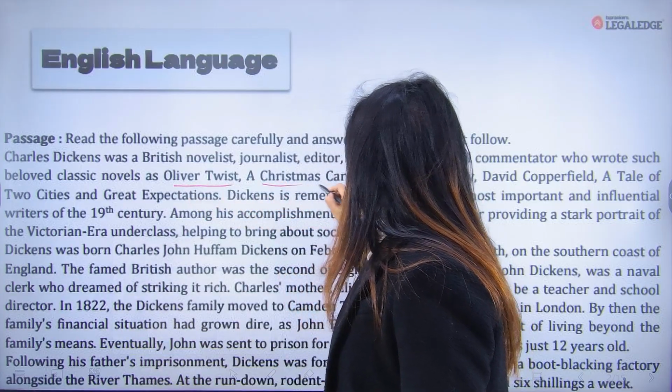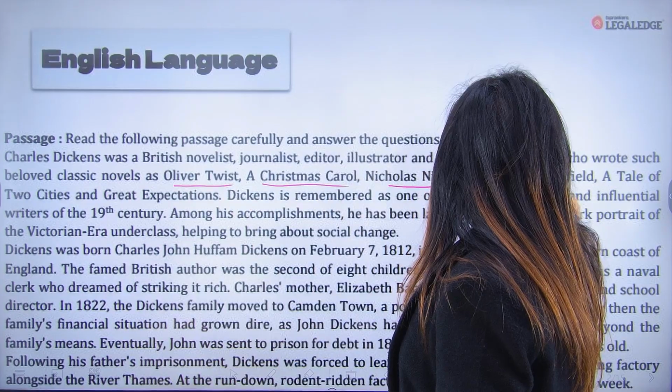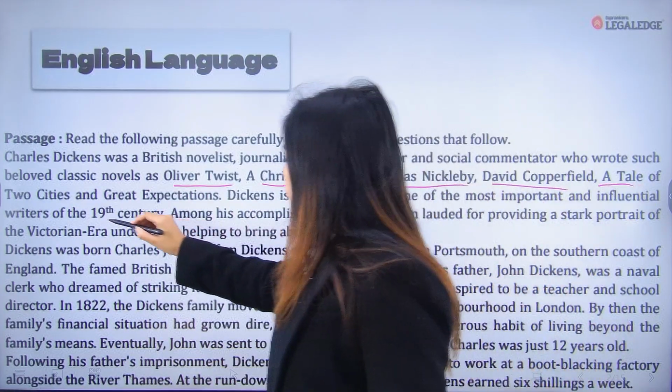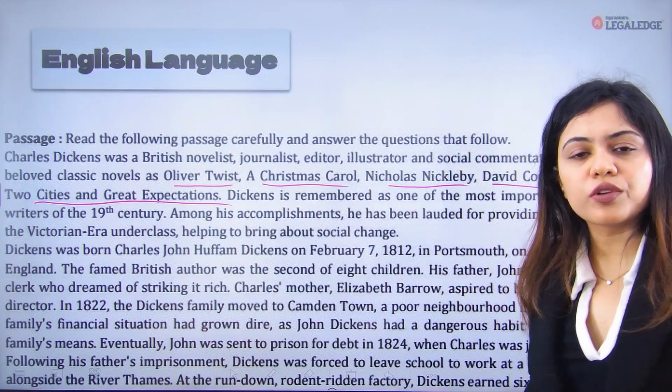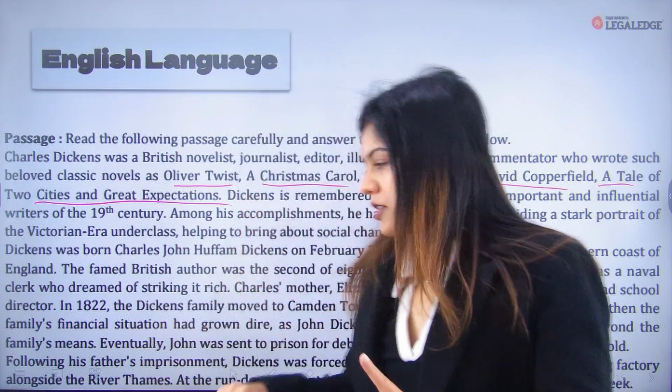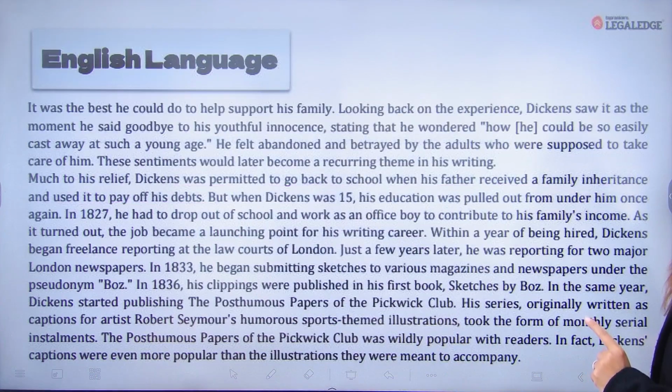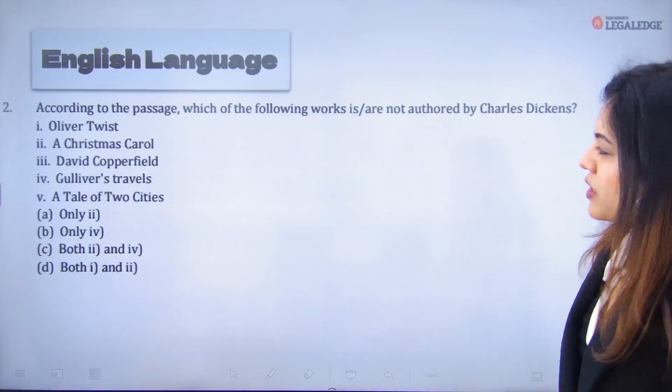Oliver Twist, Christmas Carol, Nicholas Nickleby, David Copperfield, A Tale of Two Cities, and Great Expectations. And the reason why I have highlighted all of these details is because they asked us a question from this very part. So I would like to take you to that question now. It was question number 2.